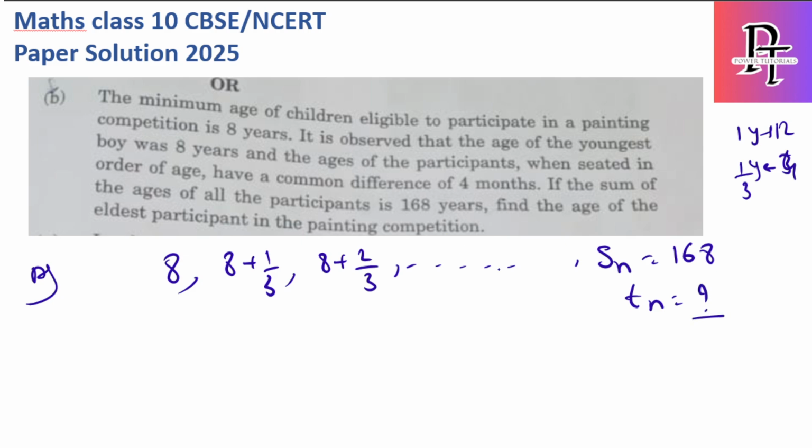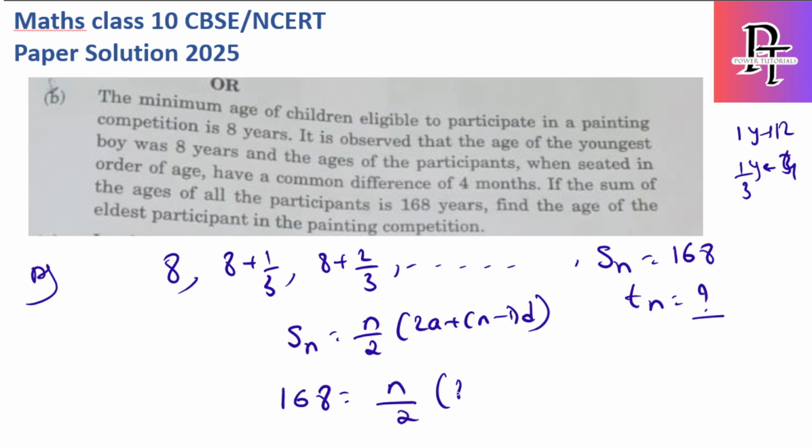Okay, this is easy because for Sn we have two formulas. One is n by 2 into a plus l, and the second is n by 2 into 2a plus n minus 1 into d. n value we don't know, so we cannot use the first formula. We have to use the second formula. Sn is 168. 168 is equal to n by 2 into 2 times a value 8 plus n minus 1 d value. I should not add 4 because it is 4 months, not years, so that's why I will take the d value as 1 by 3. We need to solve this equation to get the n value first.